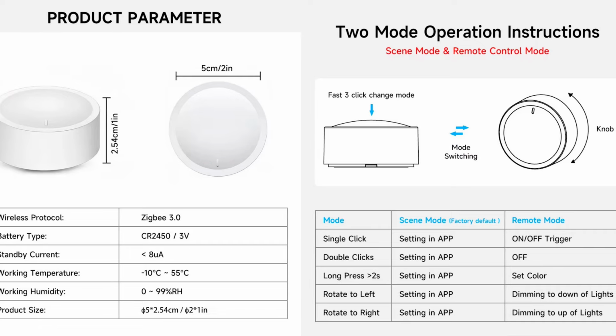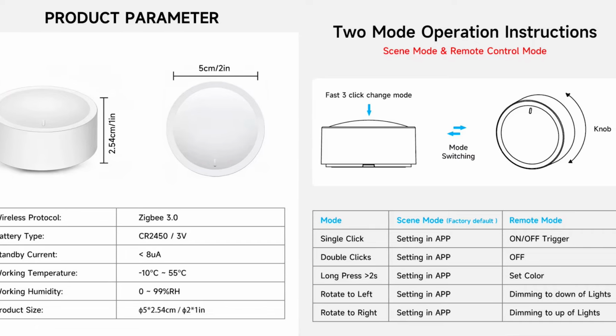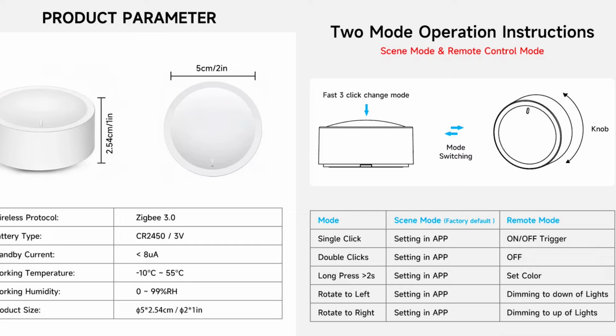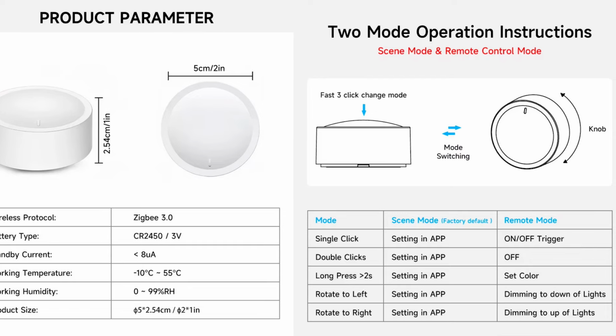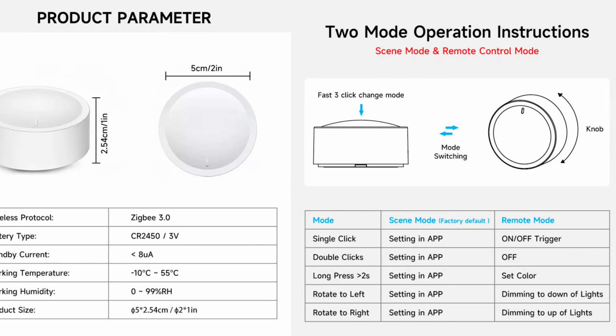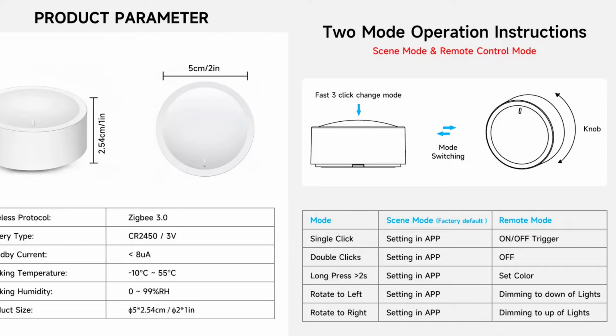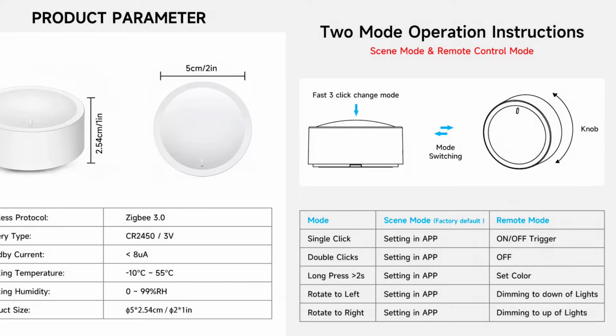I would like to point out that this dimmer offers 3 types of button presses and only 1 type of rotation. It does not support rotation while the button is pressed. To switch between group mode and event mode, you need to press the button 3 times.